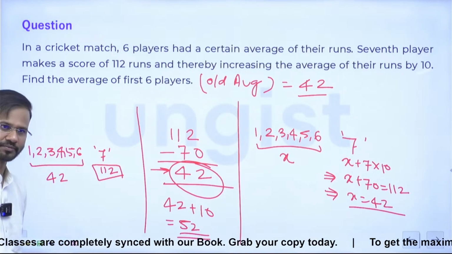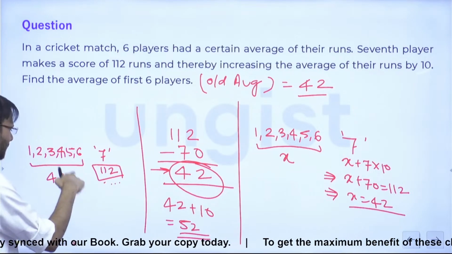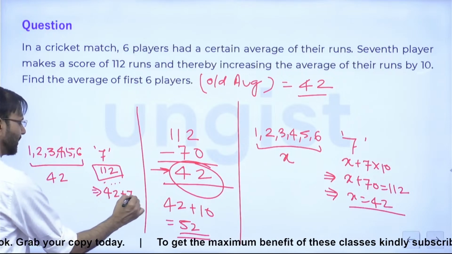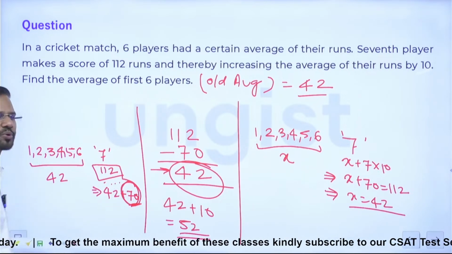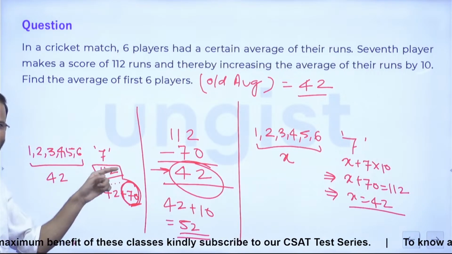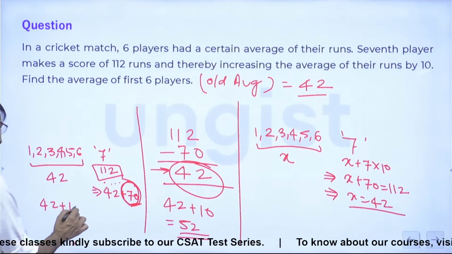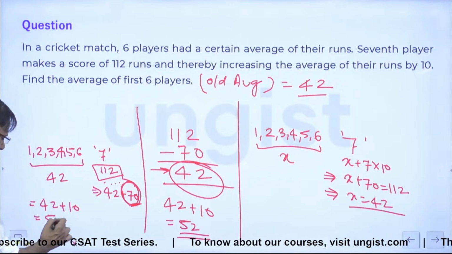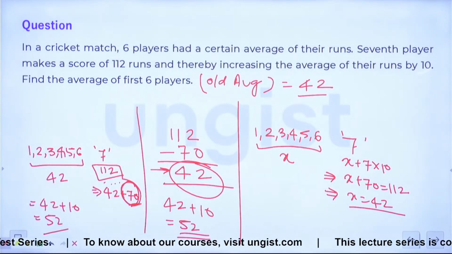Suppose that this is the question. So this player scored how much extra than the 42? So this is 42 plus 70 extra, right? So he is contributing 70 to the group, and that 70 is equally distributed among all the 7 members. So everybody is getting plus 10, plus 10, plus 10, right? So new average will be 42 plus 10, 42, 70 by 7. So this is 52. So this is the entire question actually, right?